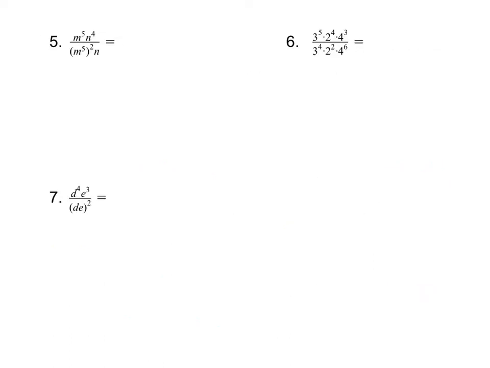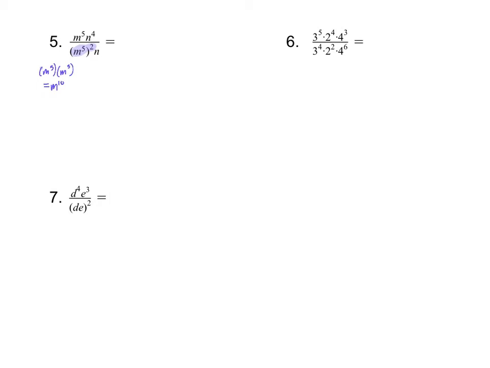All right, on number 5, we have a little bit of work to do. In our denominator, you might notice we have a power raised to a power. So remember that's m to the 5th times m to the 5th. So really we have m times m times m times m times m twice, or m to the 10th.